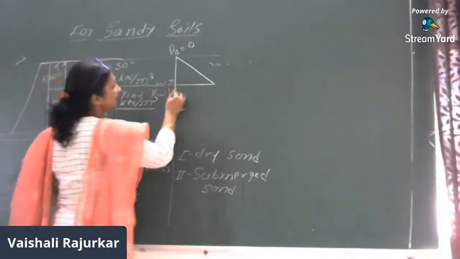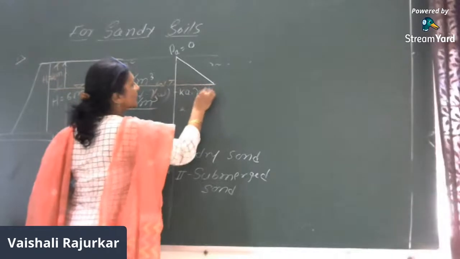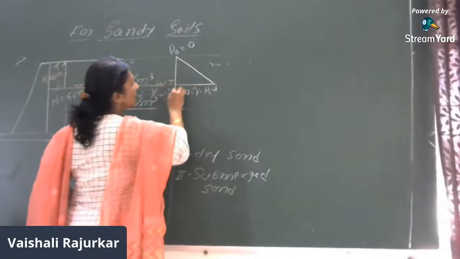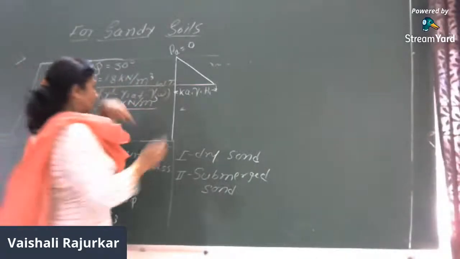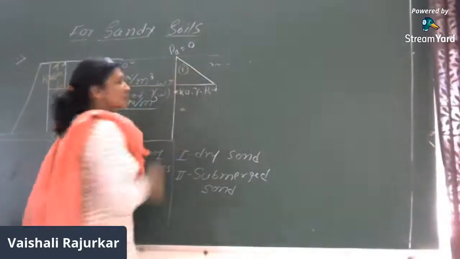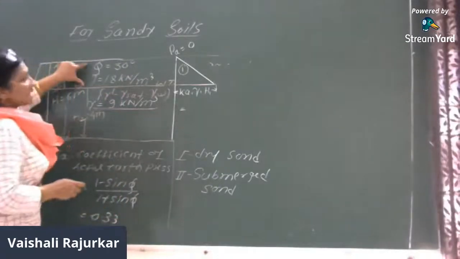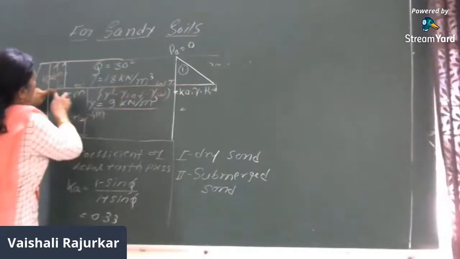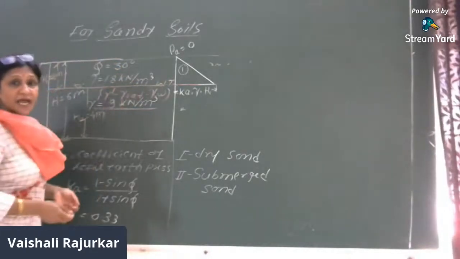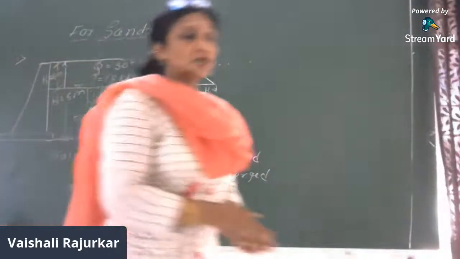What will be the intensity at the bottom? It will be Ka into gamma into H1. In this case, it will be H1. So this is the pressure at the bottom, where I will consider this as pressure distribution diagram 1. Now, here the self-weight of this soil acts as a uniformly distributed surcharge load, which will be acting over the bottom layer, right?